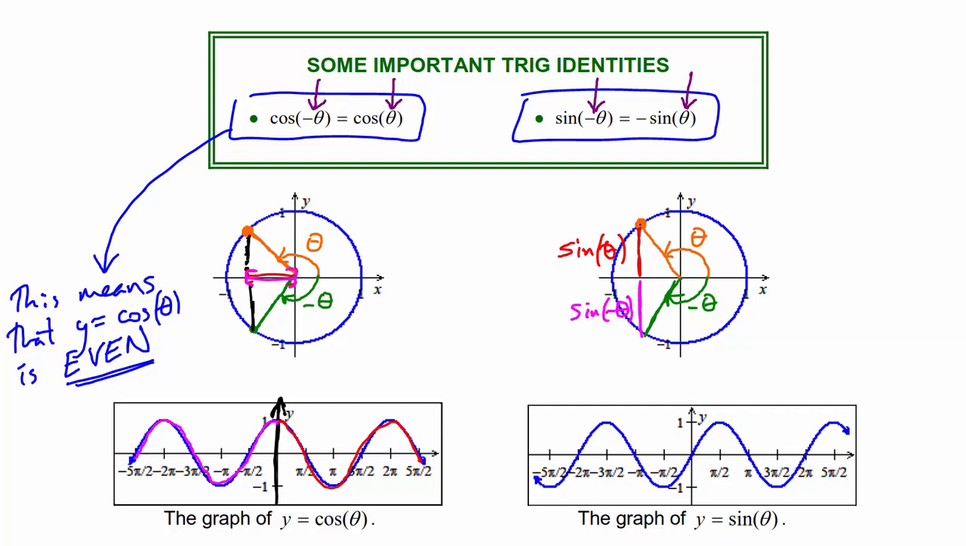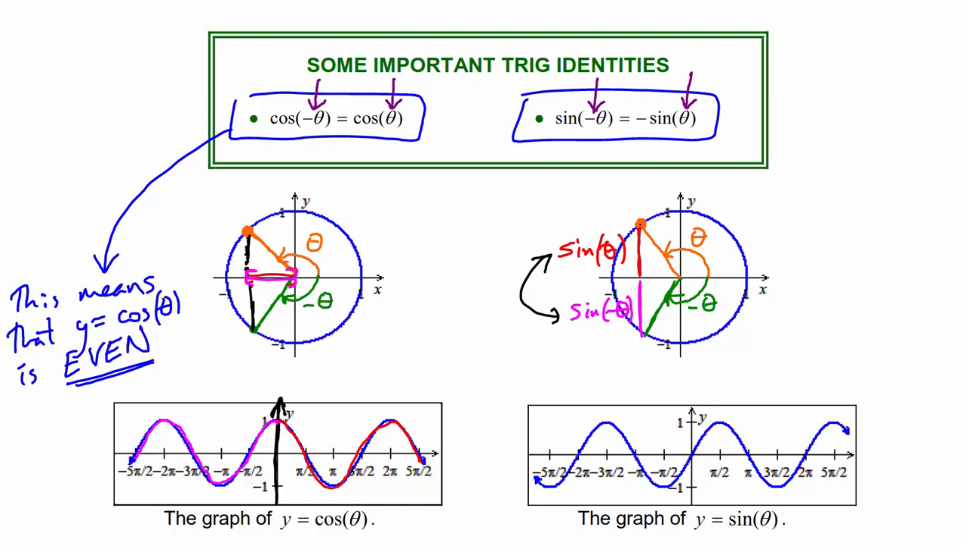And then the sine of negative theta would be this distance here. And we see that these two lengths are the same. It's just the pink one is negative. And so the sine of an angle is always the opposite of the sine of the opposite of the angle. The sine of an angle and the sine of the opposite of the angle are the same in magnitude, but they would have the opposite signs.